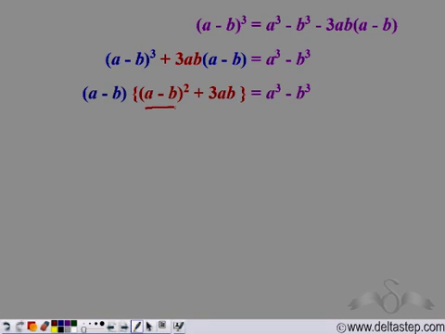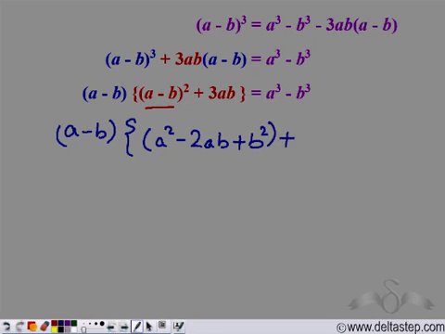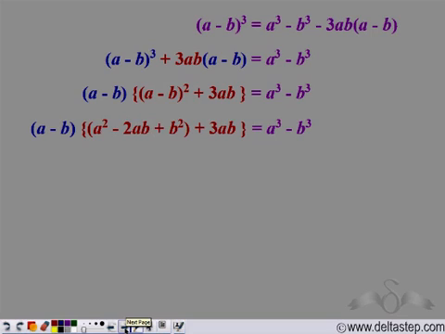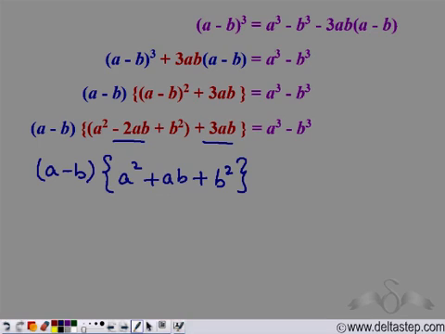Now we know the formula for a minus b whole square. So let us use that formula here. a minus b into a square minus 2ab plus b square plus 3ab is equal to a cube minus b cube. This is what we have got after applying this identity. Now in this expression, minus 2ab and plus 3ab are like terms. So we can combine these terms. So we get a square, minus 2ab plus 3ab gives us plus ab, plus b square. And this is equal to a cube minus b cube.